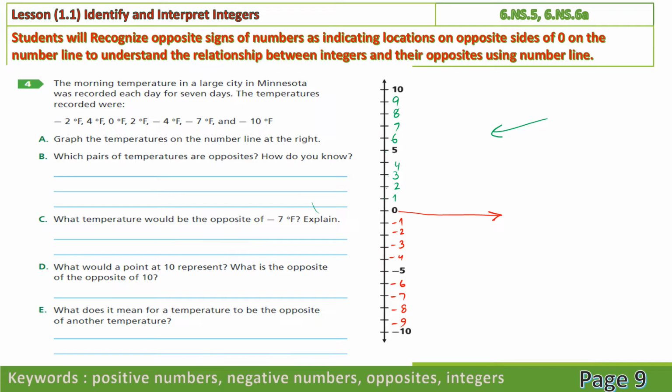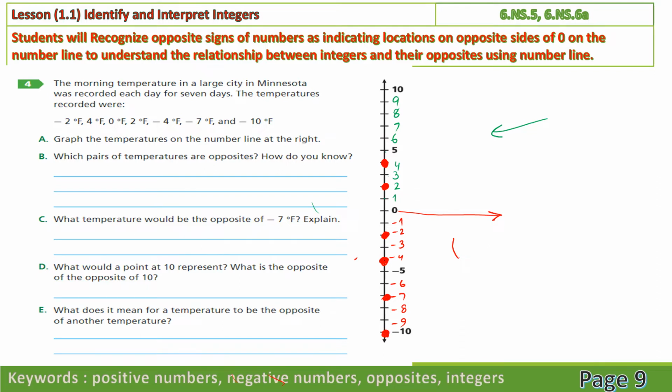Okay, let's try to make it. What we have to do is make a shaded point on -2. So here is -2. We have to shade 4. So be careful, positive 4 and -4. We have to shade the 2. We have to shade -4. We have to shade -7. And we have to shade -10.